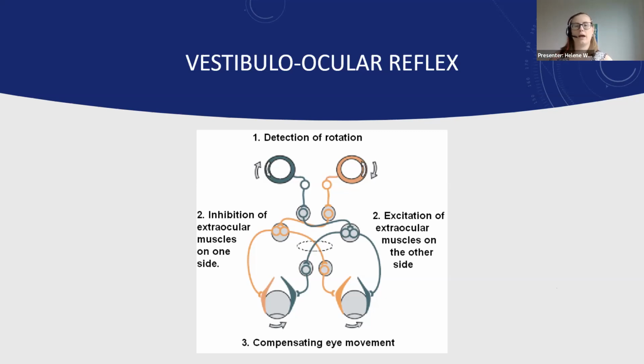So moving your head in a particular direction results in the movement of the eyes in the opposite direction to make sure that they're still focused on where you want to focus.